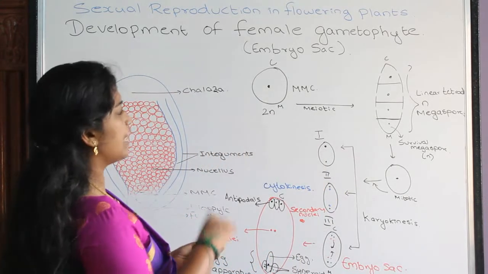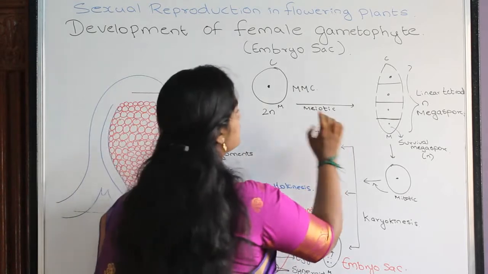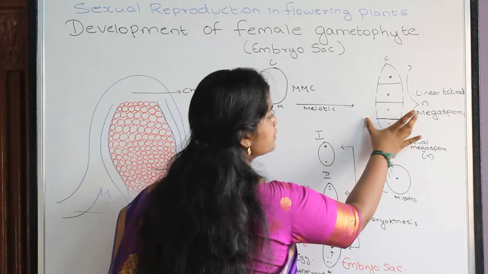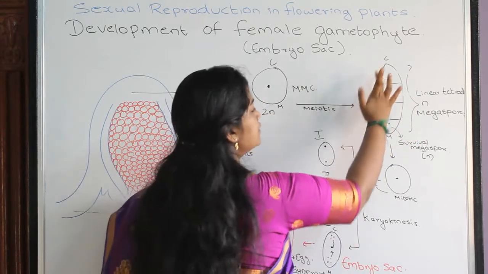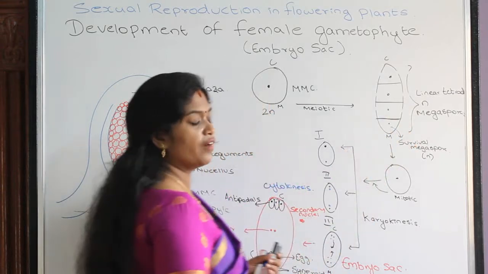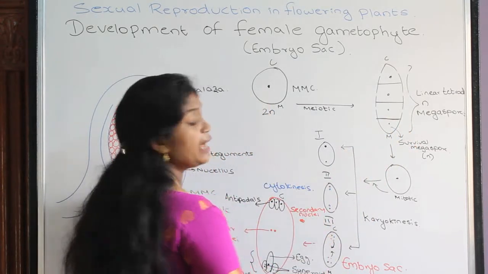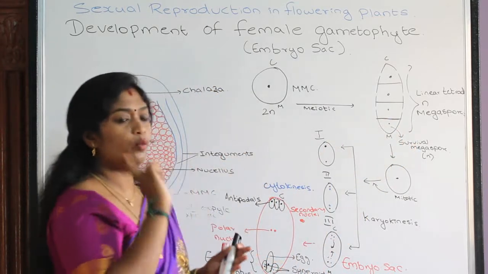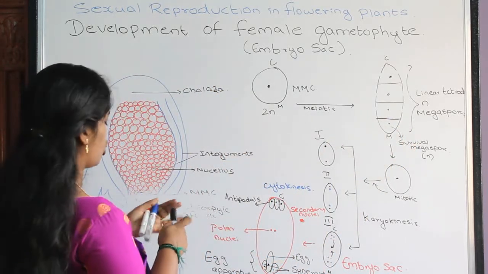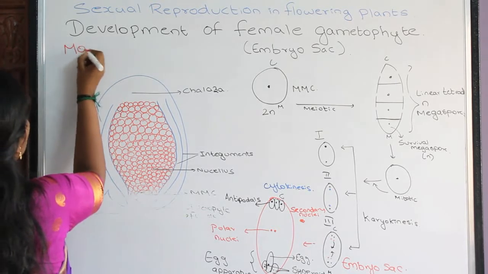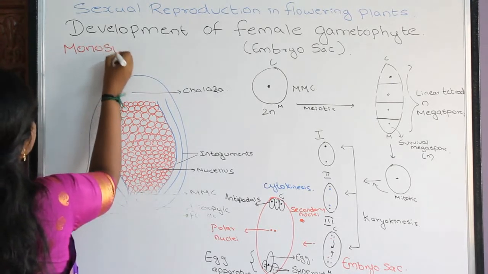The embryo sac develops from the single megaspore mother cell, which gives rise to the linear tetrad. In this linear tetrad, 3 degenerate and 1 survives, and the complete embryo sac develops from 1 haploid surviving megaspore. Hence it is called monosporic.